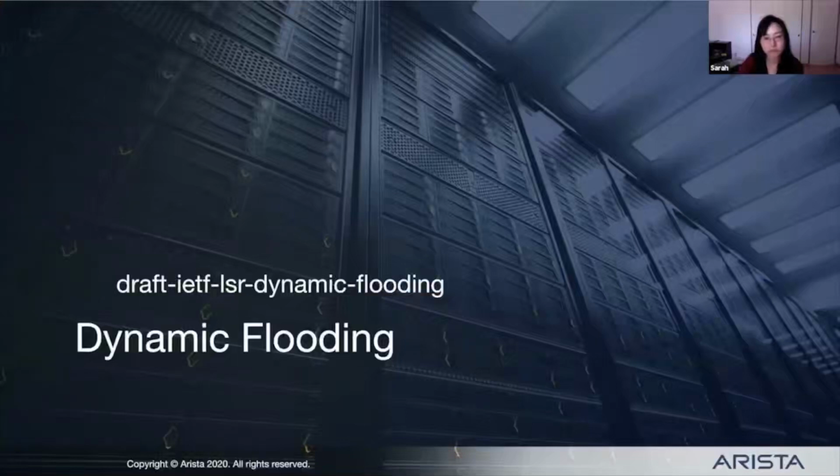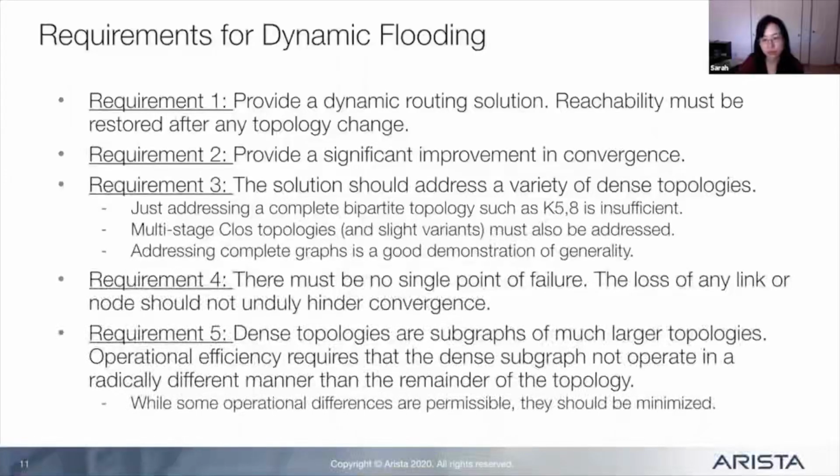The key of dynamic flooding is to choose the flooding topology from the physical topology. So here we list the five requirements for that. First, the flooding topology has to cover all the nodes in the network because every node has to receive a copy of the link state update. And this flooding topology has to be computed dynamically. If the topology changes, the flooding topology has to be adaptive to the change.